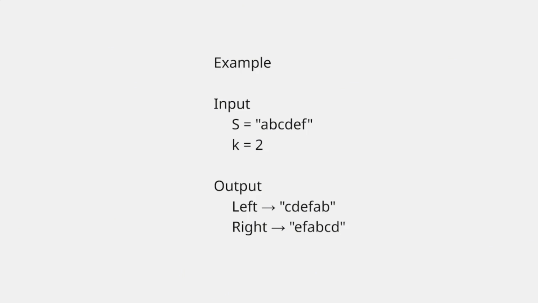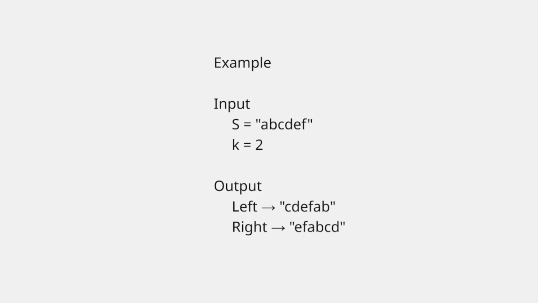Left rotation means shifting the characters towards the left: remove the first two characters, and the remaining we get is C, D, E, F. Now attach A, B at the end, and our final answer will be C, D, E, F, A, B for the left rotation. Similarly for the right rotation, we take E, F, and the remaining is A, B, C, D. We attach E, F at the front and we get E, F, A, B, C, D. So that's it, just split and swap.